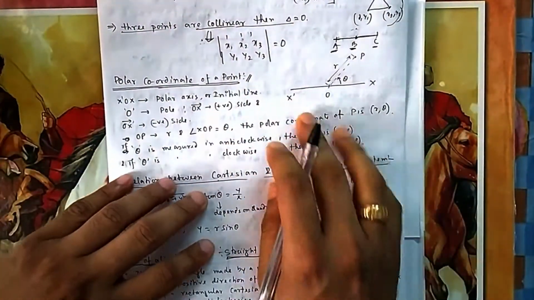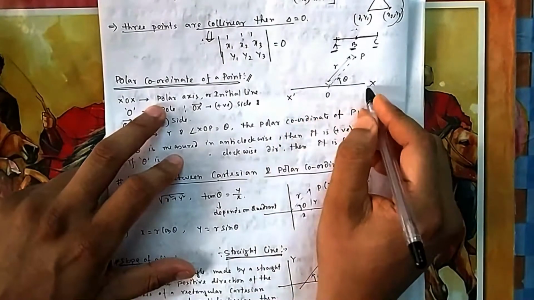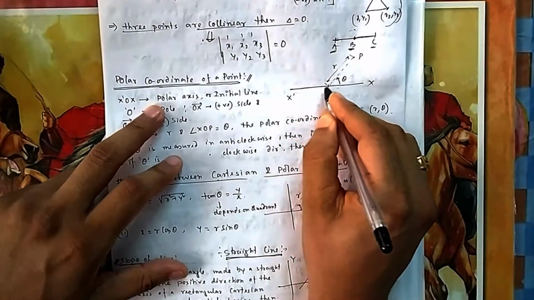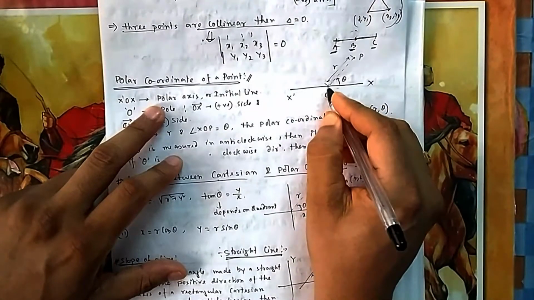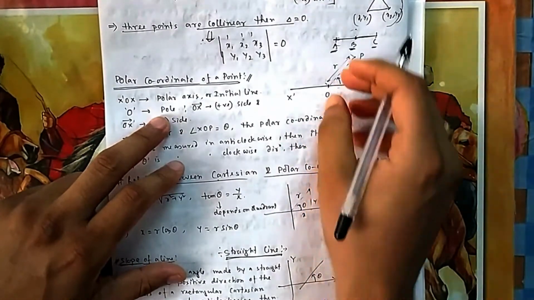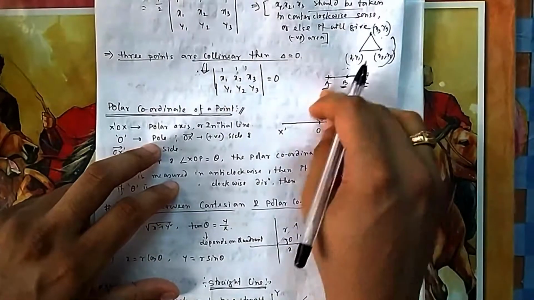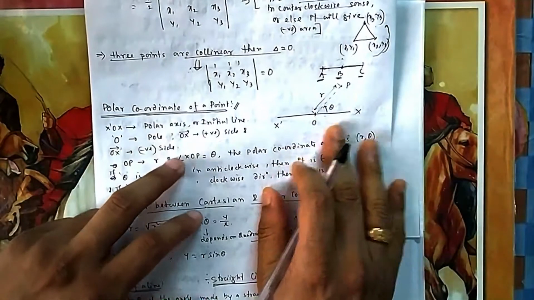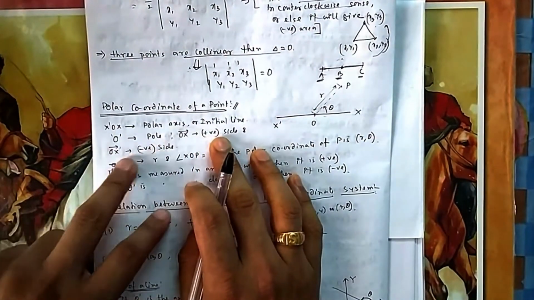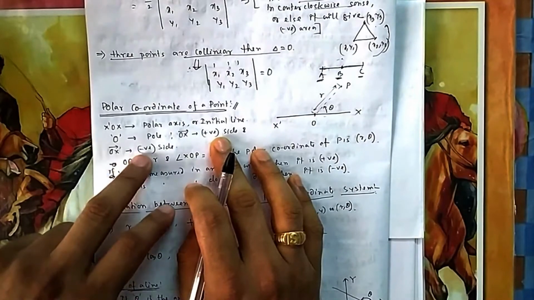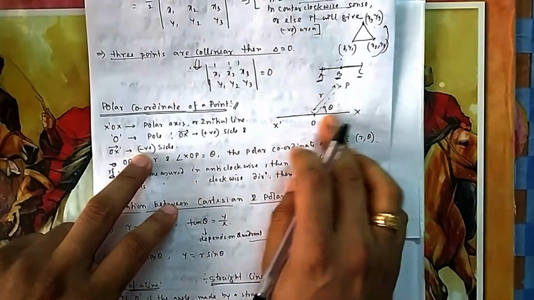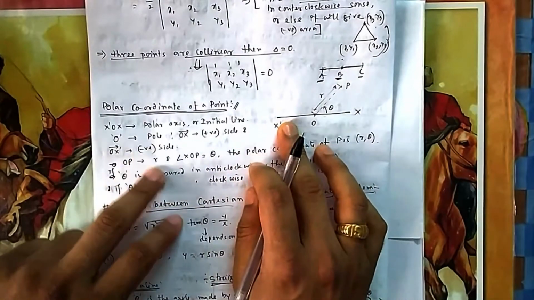What is the polar coordinate? This is the polar axis, x, o, x dash. Only one axis is required here. And this is the point O, which is the pole, about which you are rotating. You are just rotating a ray. So OX is the positive side, and OX dash is the negative side.